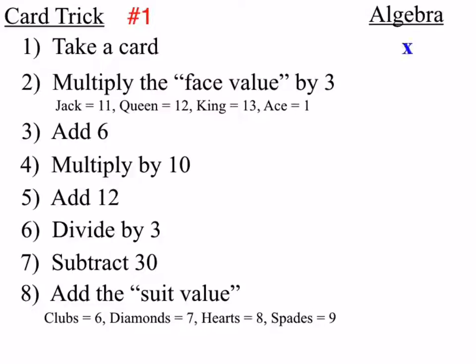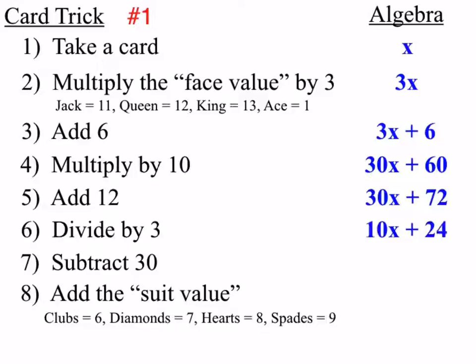Step number 1 of our algebra, of course, is a variable. So we use a variable. It doesn't have to be x; it could be any variable you want. I'm going to stick with my same face values and suit values for all the tricks today. We're going to multiply the face value by 3. Then add 6. So far should be really easy. Multiply by 10. That's a distributive property. Add 12. Dividing by 3, once again, like we talked about yesterday, is another example of the distributive property. So make sure you divide everything by 3. Subtract 30. So far, everything should be easy.